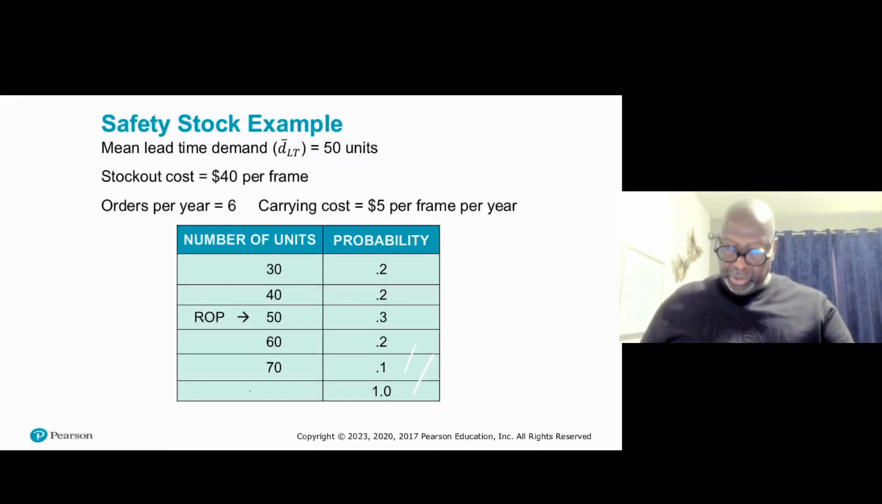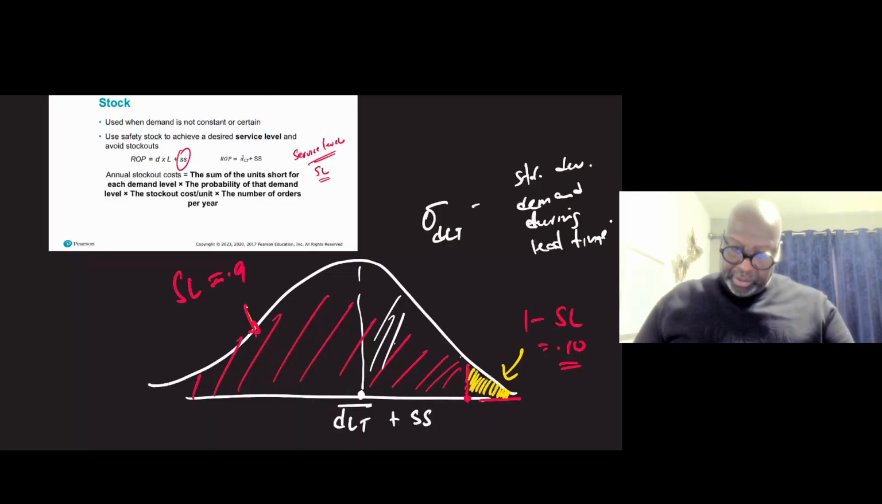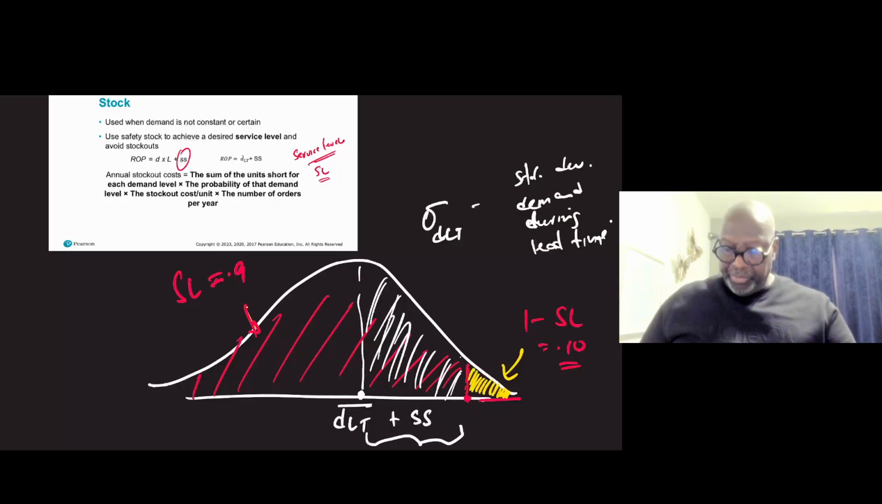That's your safety stock. And so any demand beyond that is going to be a stockout. So your average demand during the lead time plus your safety stock, at this point here, is our reorder point.